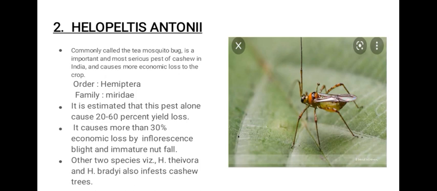Helopeltis antonii, commonly called the tea mosquito bug, is an important and most serious pest of cashew in India and causes more economic loss to the crop. Order Hemiptera. It is estimated that this pest alone causes 20 to 60% yield loss. It causes more than 30% economic loss by inflorescence blight and immature nutfall.